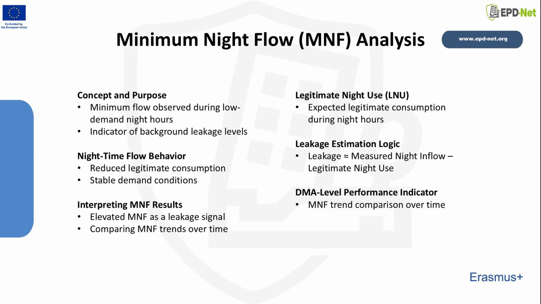Minimum night flow analysis is a widely used technique in data-driven leakage detection. MNF refers to the minimum level of flow observed in a network or DMA during nighttime hours when legitimate water consumption is at its lowest. During nighttime periods, demand is relatively stable and predictable, especially in residential areas. This makes it easier to distinguish between normal consumption and abnormal flow caused by leakage. As a result, MNF provides a useful baseline for identifying background leakage.